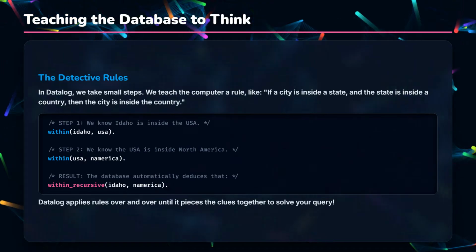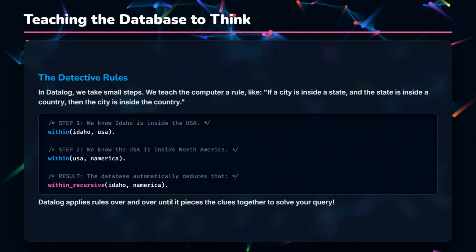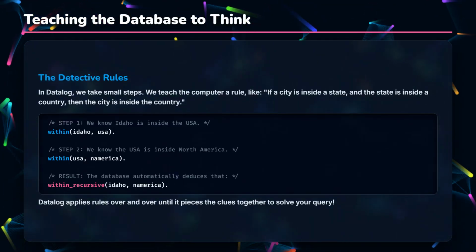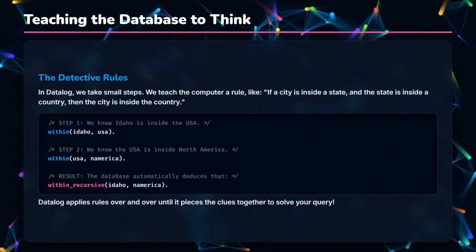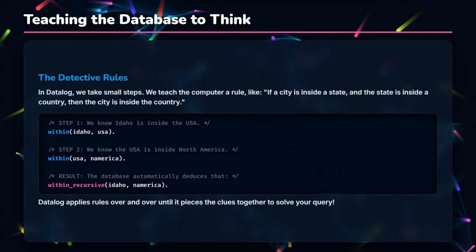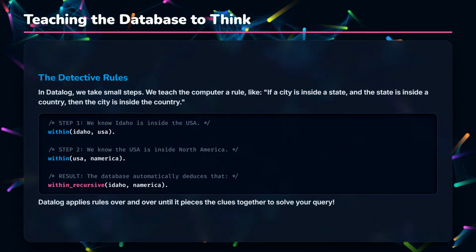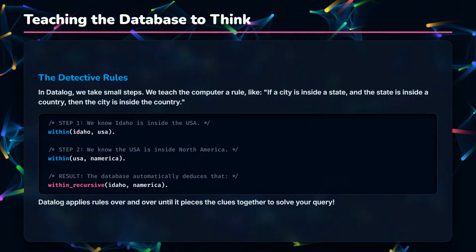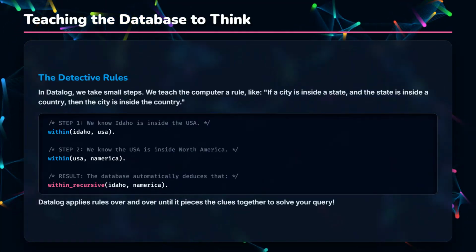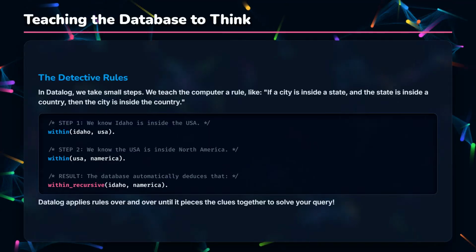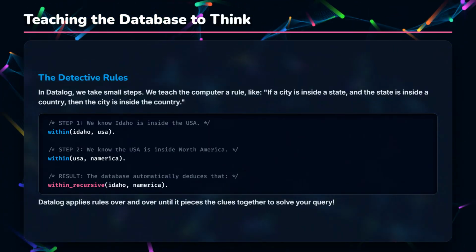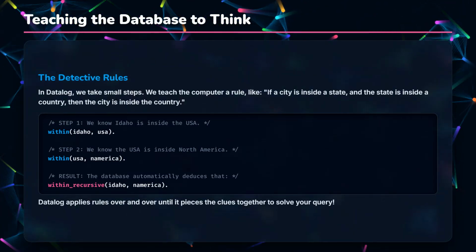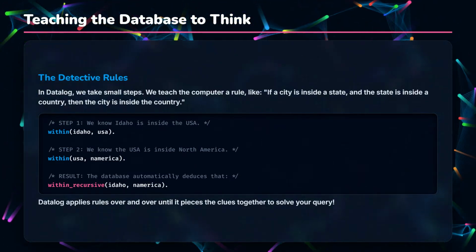Now, we write a Datalog rule that says, if location A is inside location B, and location B is inside location C, then A must be inside C. Using that rule, the database automatically deduces a brand new fact, Idaho is within North America. The database applies these rules recursively, over and over, piecing clues together until it answers your final question. It takes a different mindset to write, but it is incredibly powerful for massive, complex data sets.